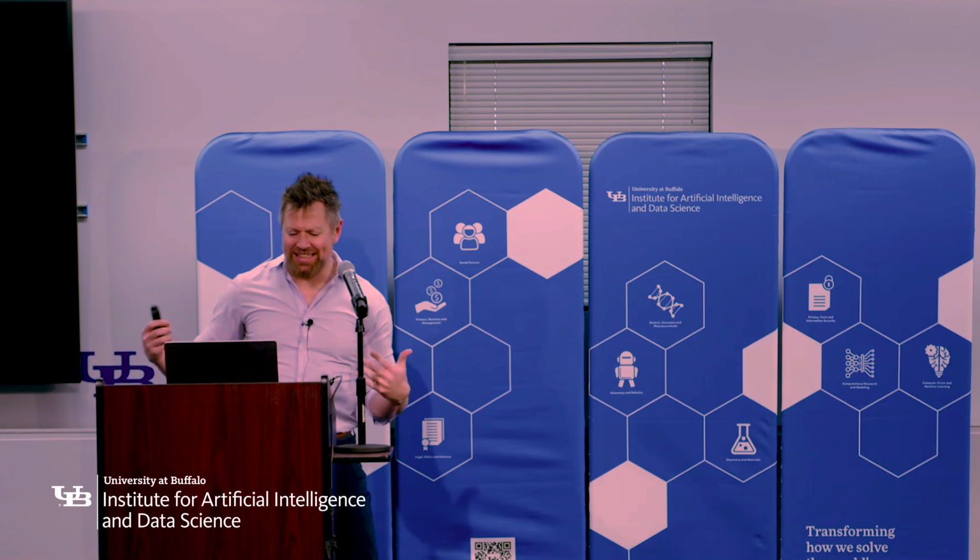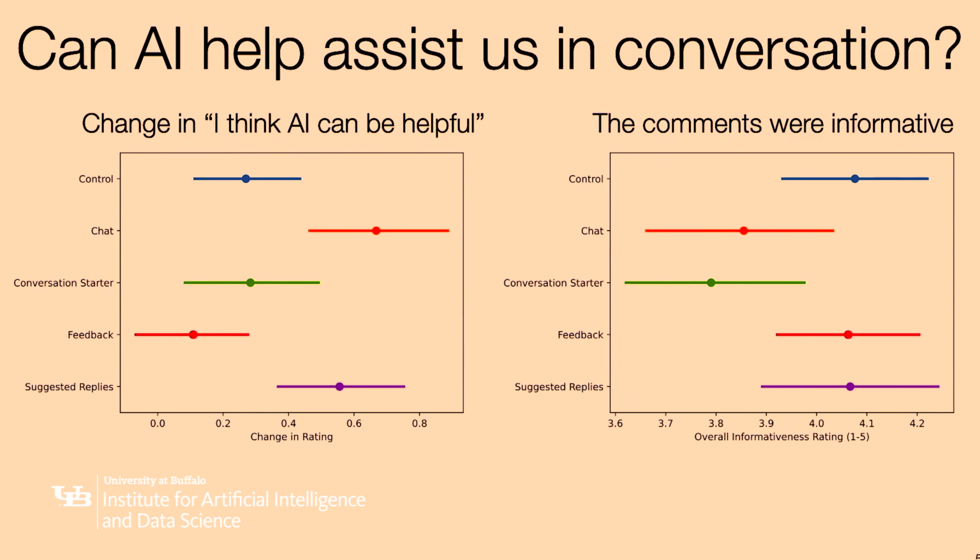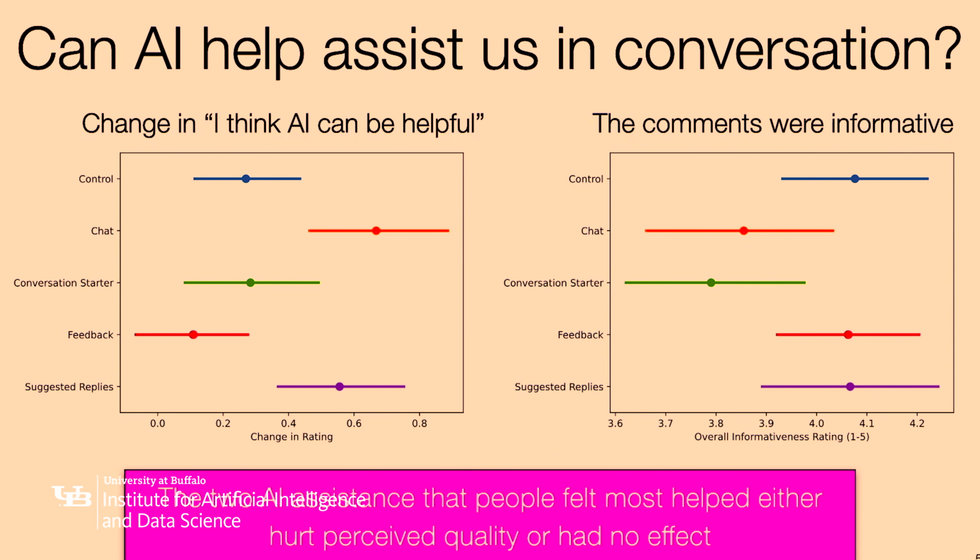So if we think about whether AI can help us in conversation, let's look at these 2, pre and post. The change in I think AI can be helpful. We think people who have access to chat or suggested replies think yes. If we think about whether people found other comments in the conversation to be informative, the answer was those didn't help. So we're getting this big mixed message between what authors think the use is helpful for and what readers think the conversation quality is. It's kind of a strange world.